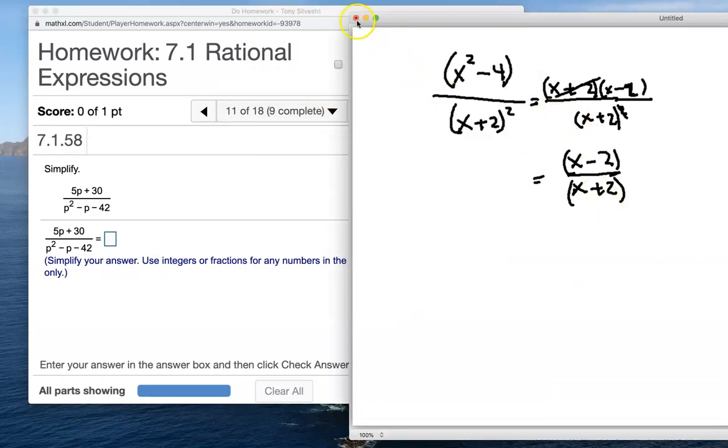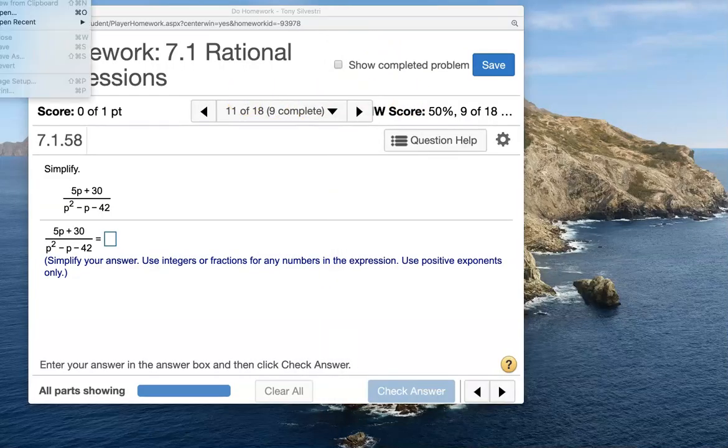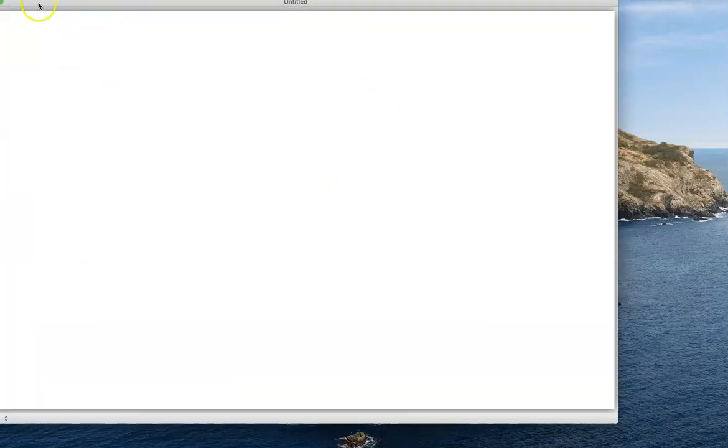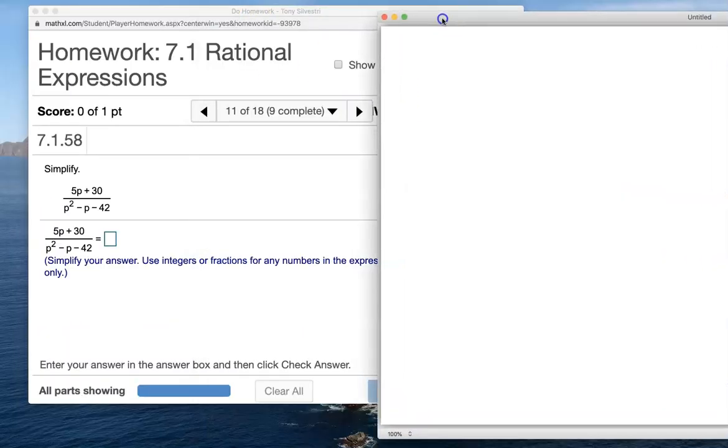Okay, let's go back here. Close this. Don't save that. File, New. Okay. Let's move this over. I'm going to write the problem down.